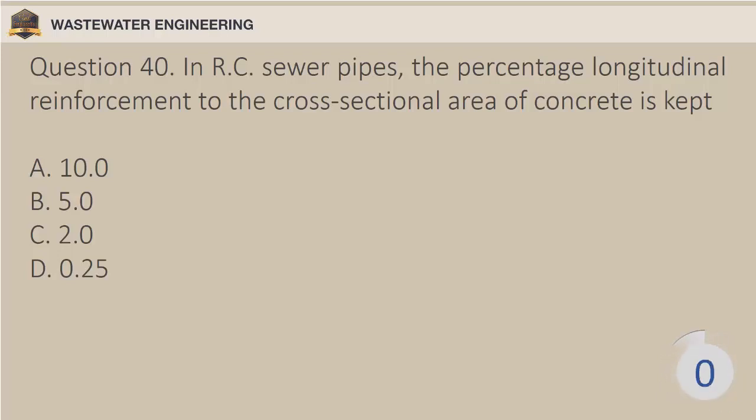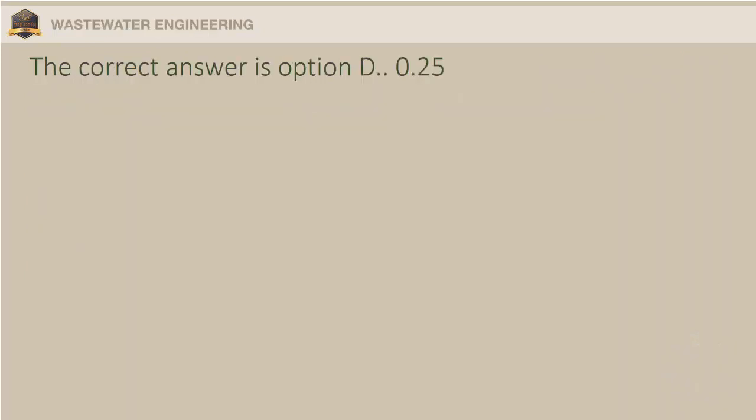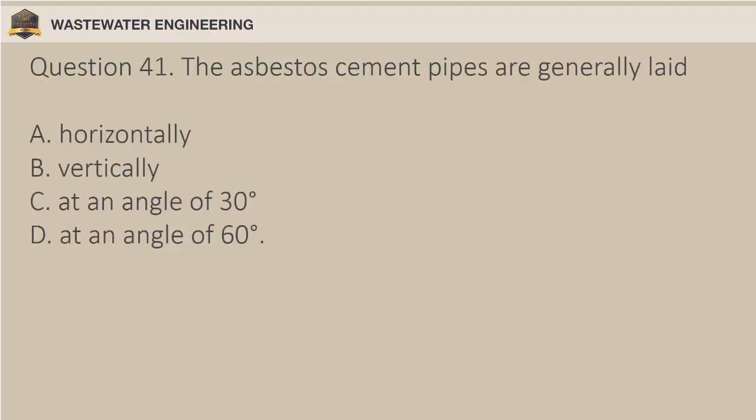The correct answer is option D, 0.25. Question 41. The asbestos cement pipes are generally laid A. horizontally, B. vertically, C. at an angle of 30 degrees, D. at an angle of 60 degrees.